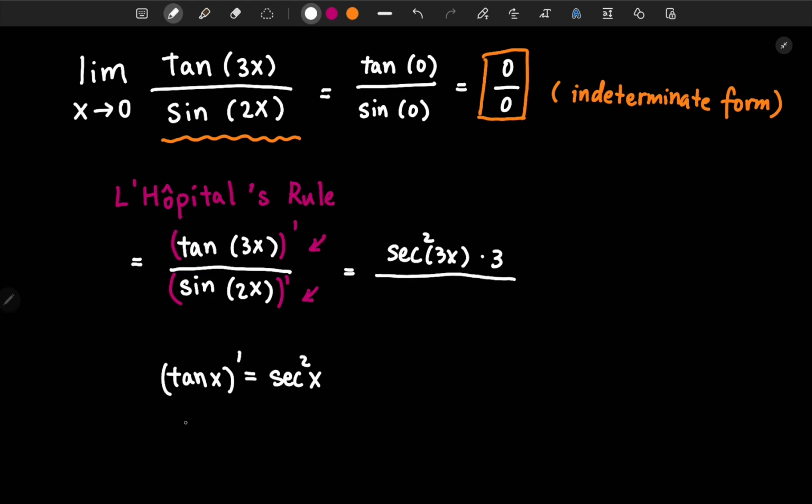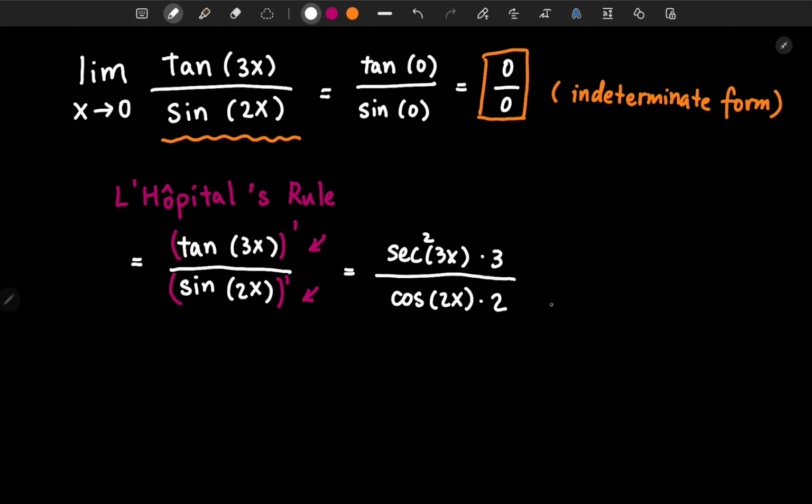The derivative of the bottom, we have sine 2x. We know the derivative of sine x would be cosine x. Therefore, we need to use the chain rule again, which gives the derivative of sine 2x as cosine 2x, then times the derivative of the inner function. The derivative of 2x is 2, so let's times 2 here. Okay, so now we have our new function.